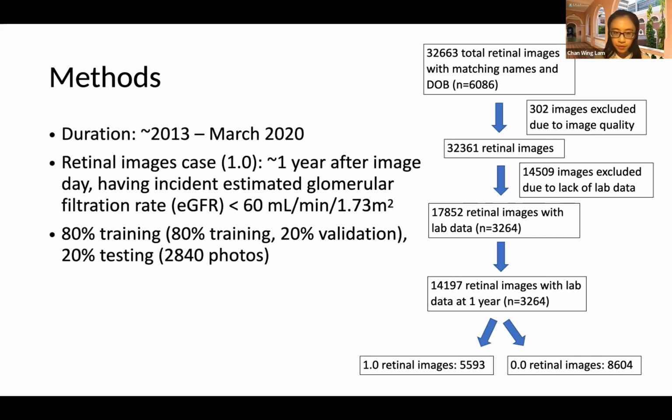So if a person has one eGFR, that is estimated glomerular filtration rate, below 60 units around 1 year after the retinal images were taken, then the images of this person were labeled as case or 1, and the remaining will be labeled as control or 0. And for the 14,000 images, 80% were used in training. Among them, 20% were used in validation, which means we use that part to adjust the hyperparameters and to see how the generalization of the model is, and an independent 20% for testing.